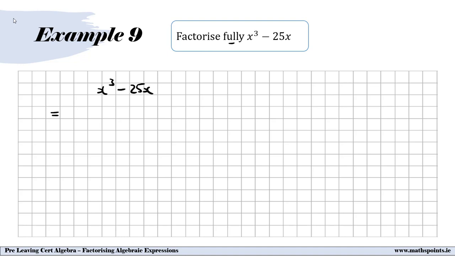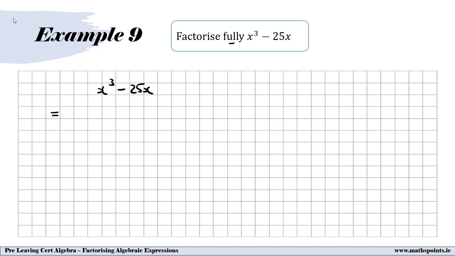On initial inspection, some people might look at it and think it looks a little like the difference of squares, which it does a little, but there's no terms being squared here. X cubed is not a term that has been squared, and whilst 25 is a number that's been squared, 25x isn't something that has been squared. So what we're going to have a look at instead is whether there's a common factor to both of these.